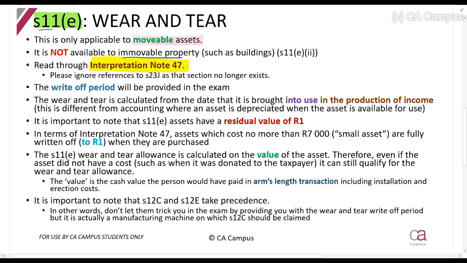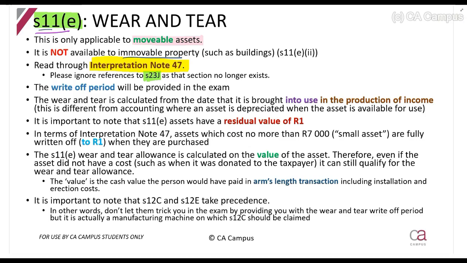So what I want you to understand before we start climbing into all of this is that SARS has issued an Interpretation Note 47. It was issued a number of years ago, so you'll see there are some references in it, for example, this reference to section 23J, which you can ignore. But you'll see there's a couple of rules here which I'm going to discuss, which you are not going to see when you look at section 11E in the Act. So if you want to read those rules to see where they come from, that's in Interpretation Note 47.